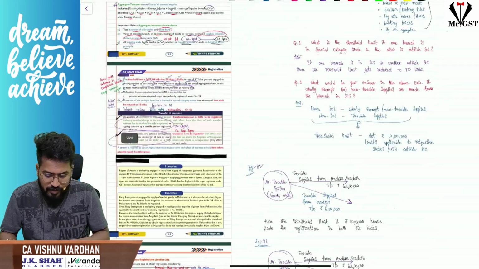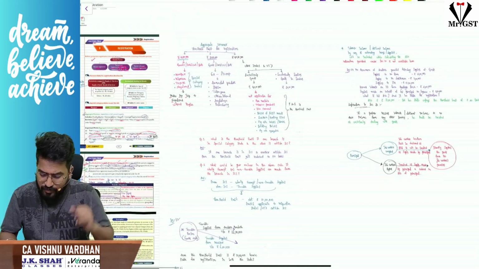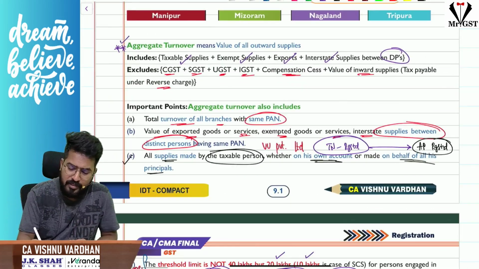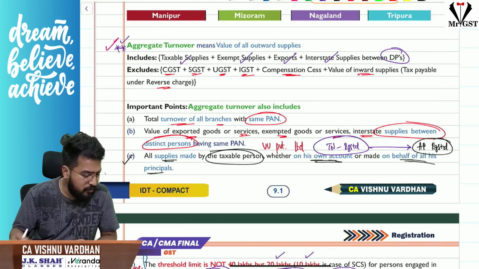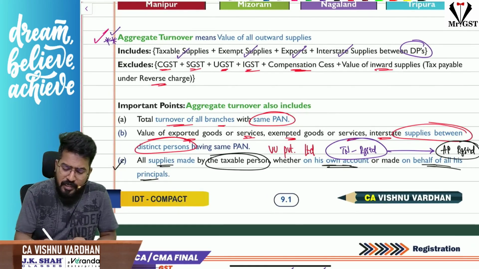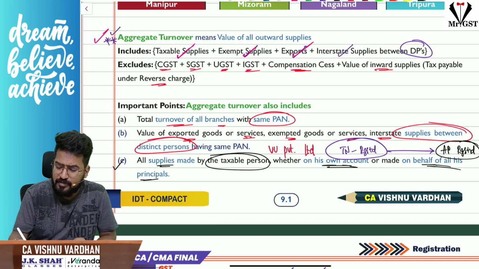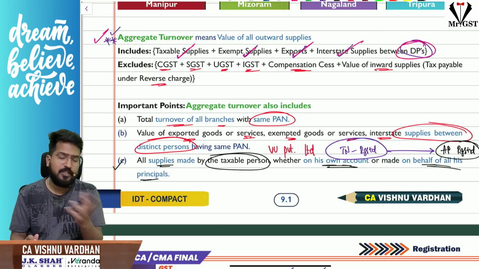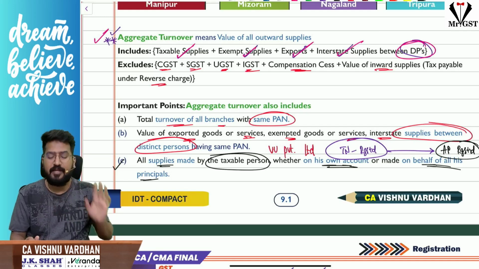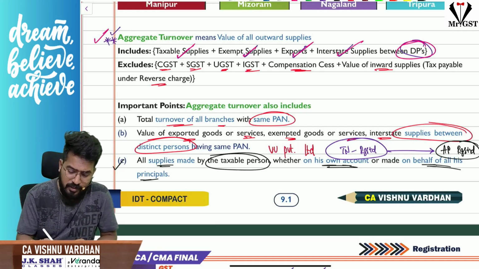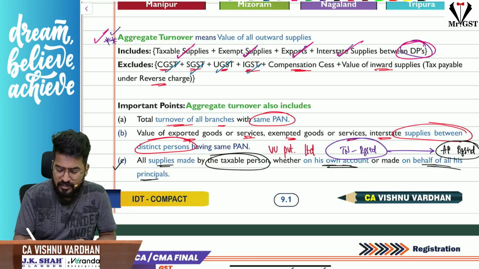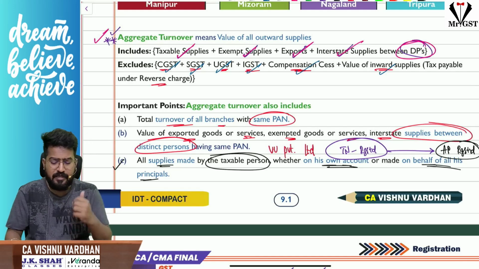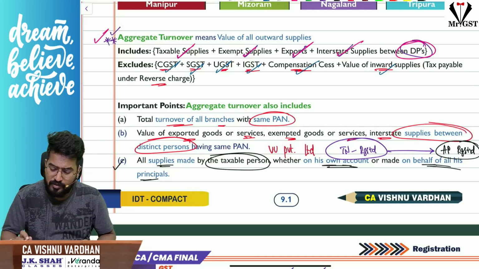Now, sir, what is the definition of aggregate turnover? We have seen the aggregate turnover definition already in the composition scheme, correct? Sir, aggregate turnover, very important point. As I told you before also, it is a very important definition. Aggregate turnover includes taxable supplies, exempt supplies, exports, and interstate supplies between distinct persons. That means interstate supply from one distinct person to another distinct person will be added in aggregate turnover, but it will exclude CGST, SGST, UTGST, IGST, GST compensation cess, and the value of inward supplies on which tax has been paid under reverse charge mechanism. Okay, so that is the concept.